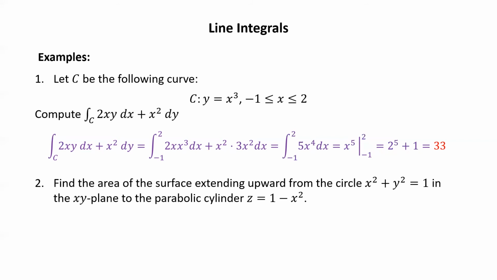Next one, find the area of the surface extending upward from the circle x squared plus y squared equals 1 in the xy plane to the parabolic cylinder z equals 1 minus x squared. Okay, in this case, we want the line integral over c, 1 minus x squared ds.